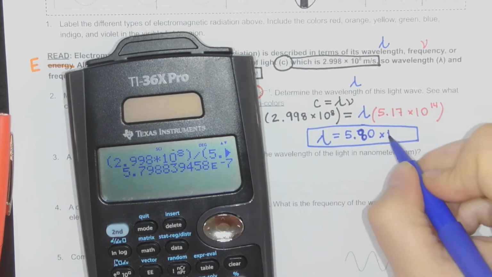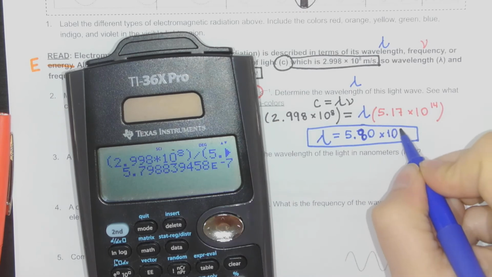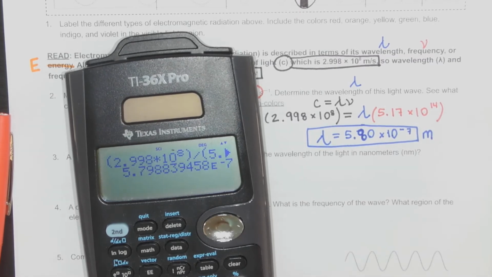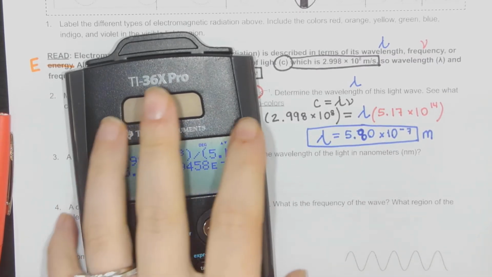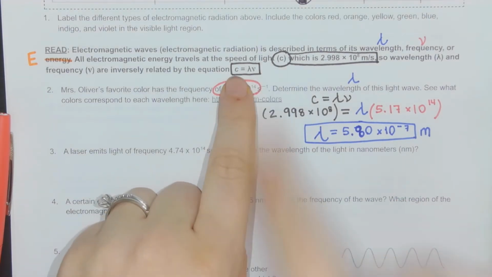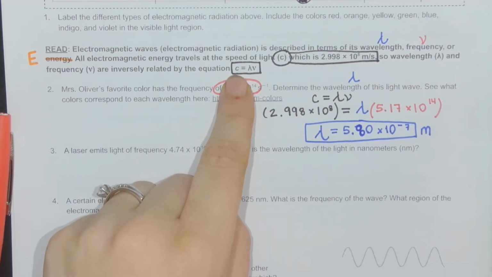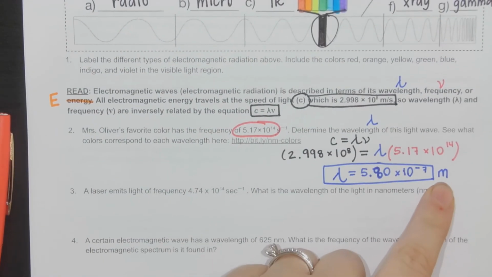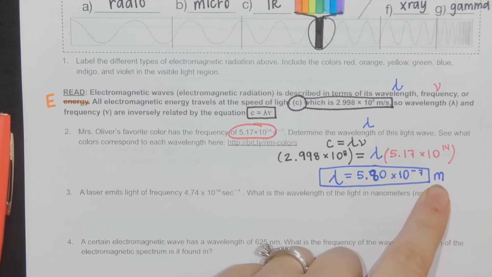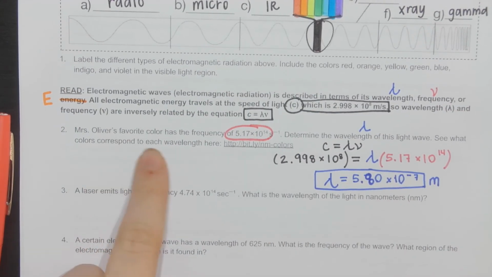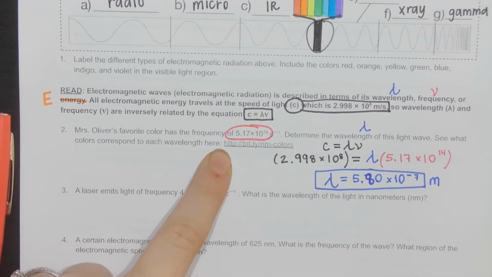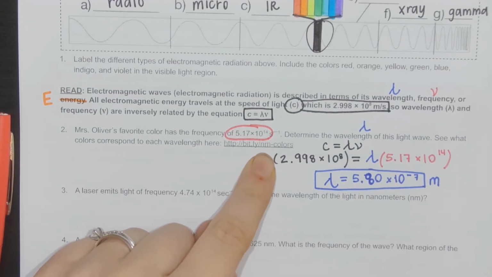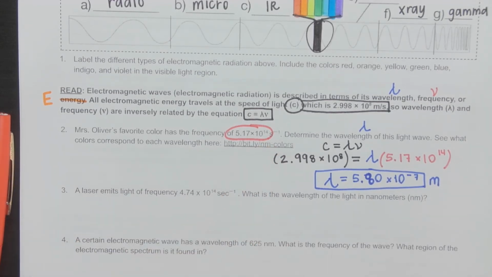E means times 10 to the negative 7th power meters. This equation always needs to have meters thrown into it. Meters need to go in, meters will come out. But the problem wants us to see what colors correspond to each wavelength here. So if I pull up this chart, I can tell I already need to convert to nanometers. Let's learn how to do that.